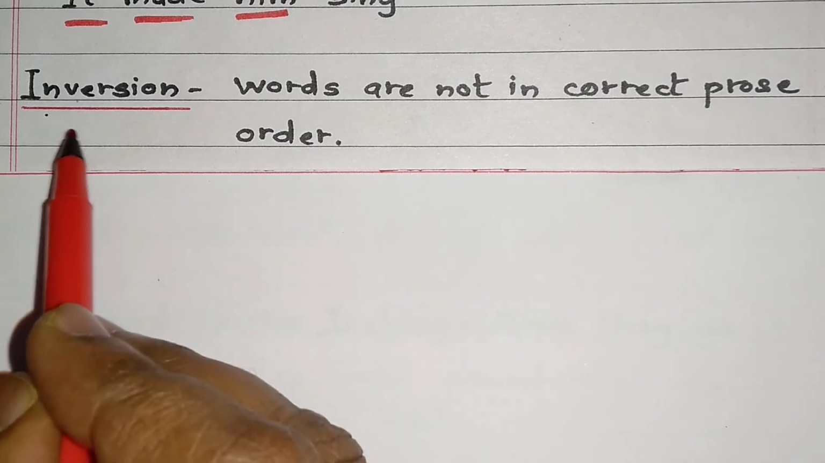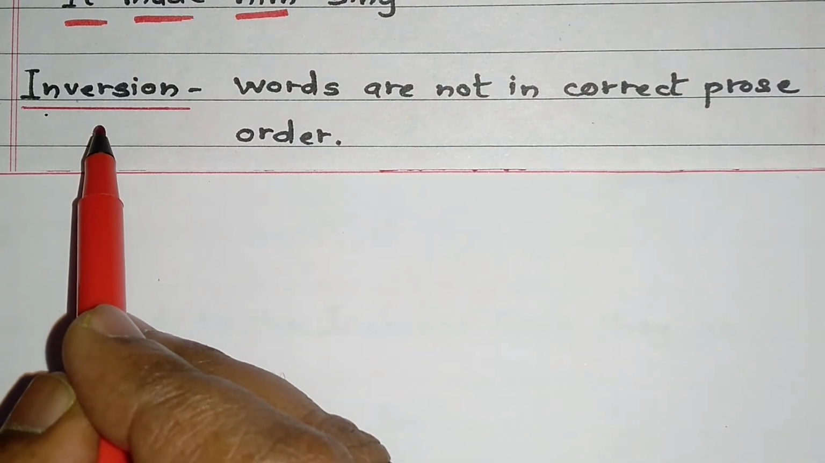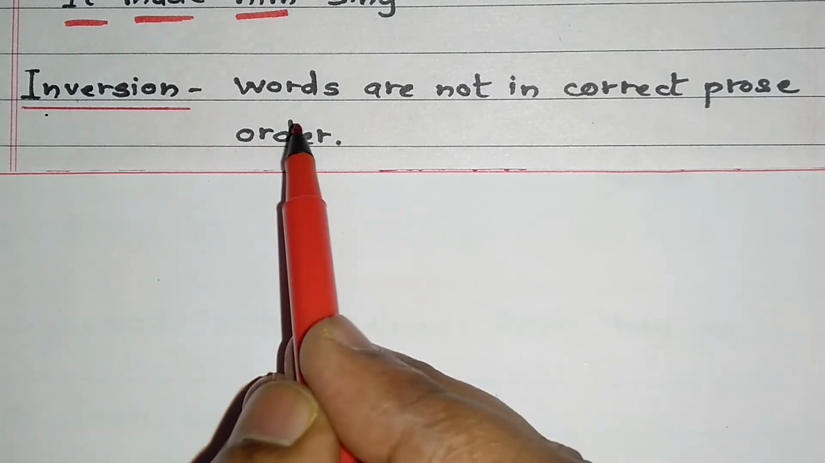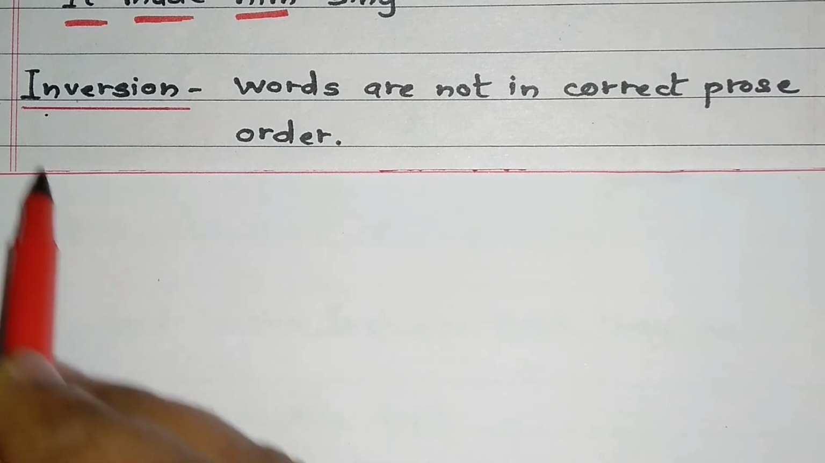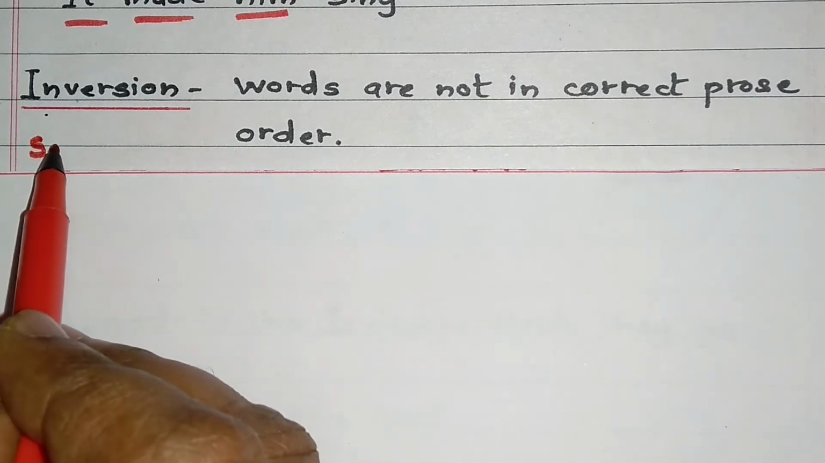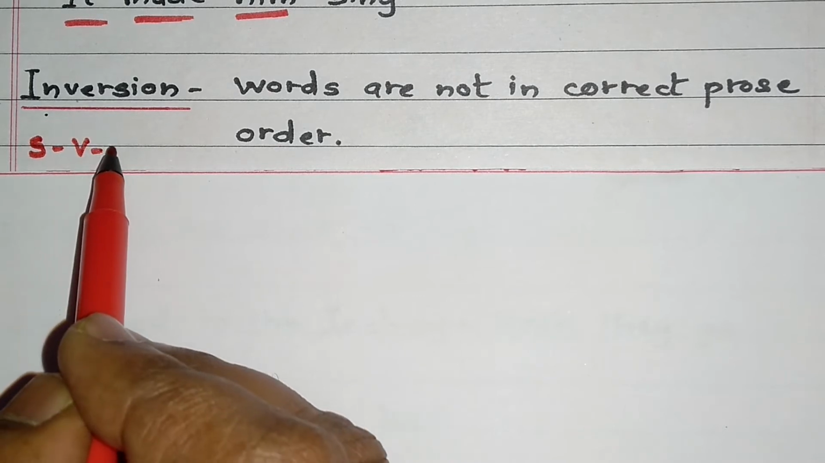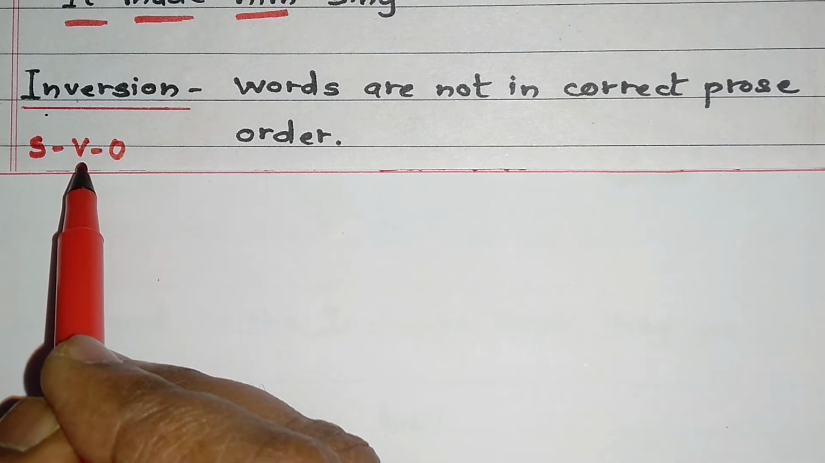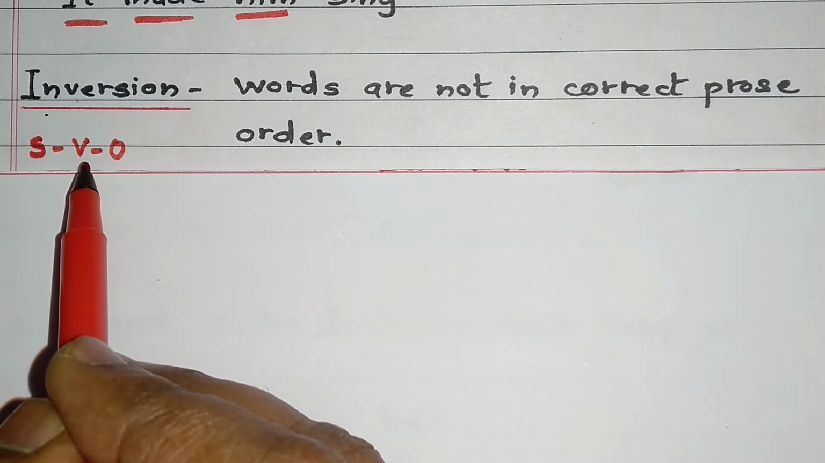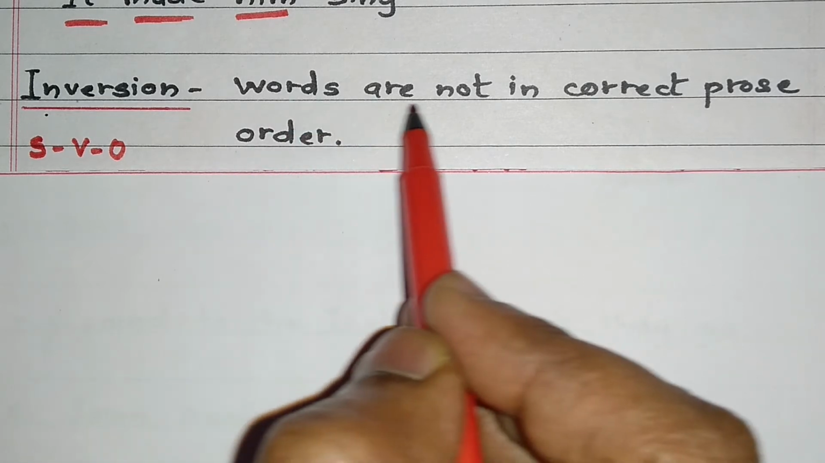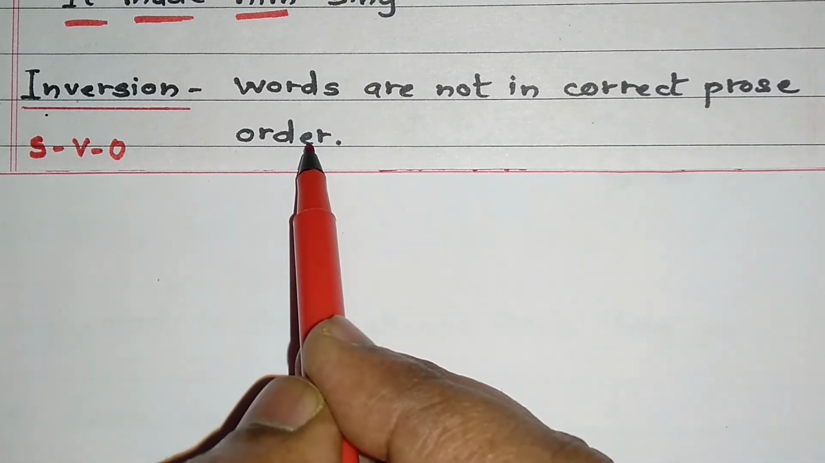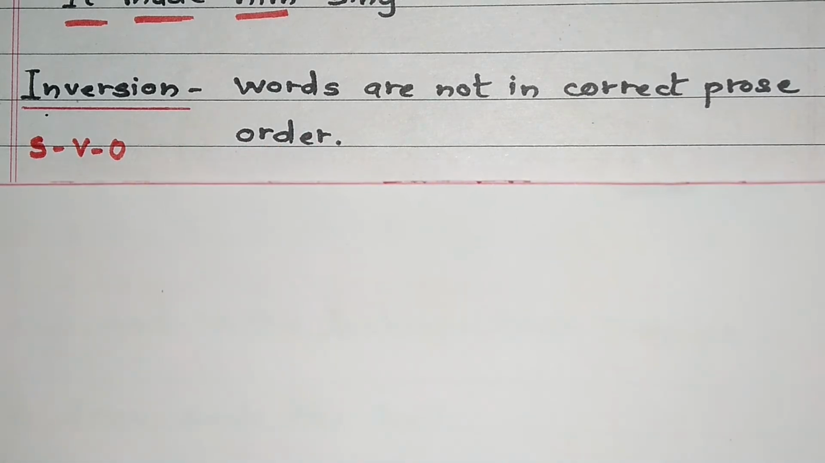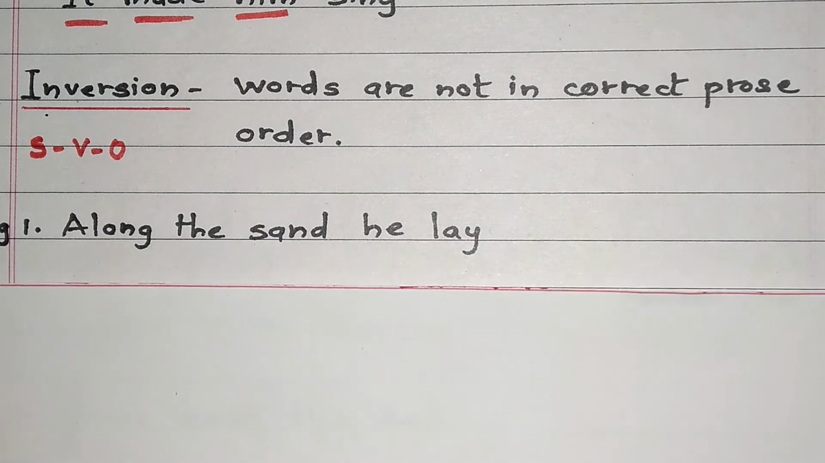Next figure of speech is inversion. Friends, when we speak or write, we always speak or write in correct prose order. That is, first we will start with the subject, followed by the verb and then the object. But poets do not follow this prose order. When they write poetic lines, the words are not in correct prose order, and therefore the figure of speech is said to be inversion. Let's understand with some examples.